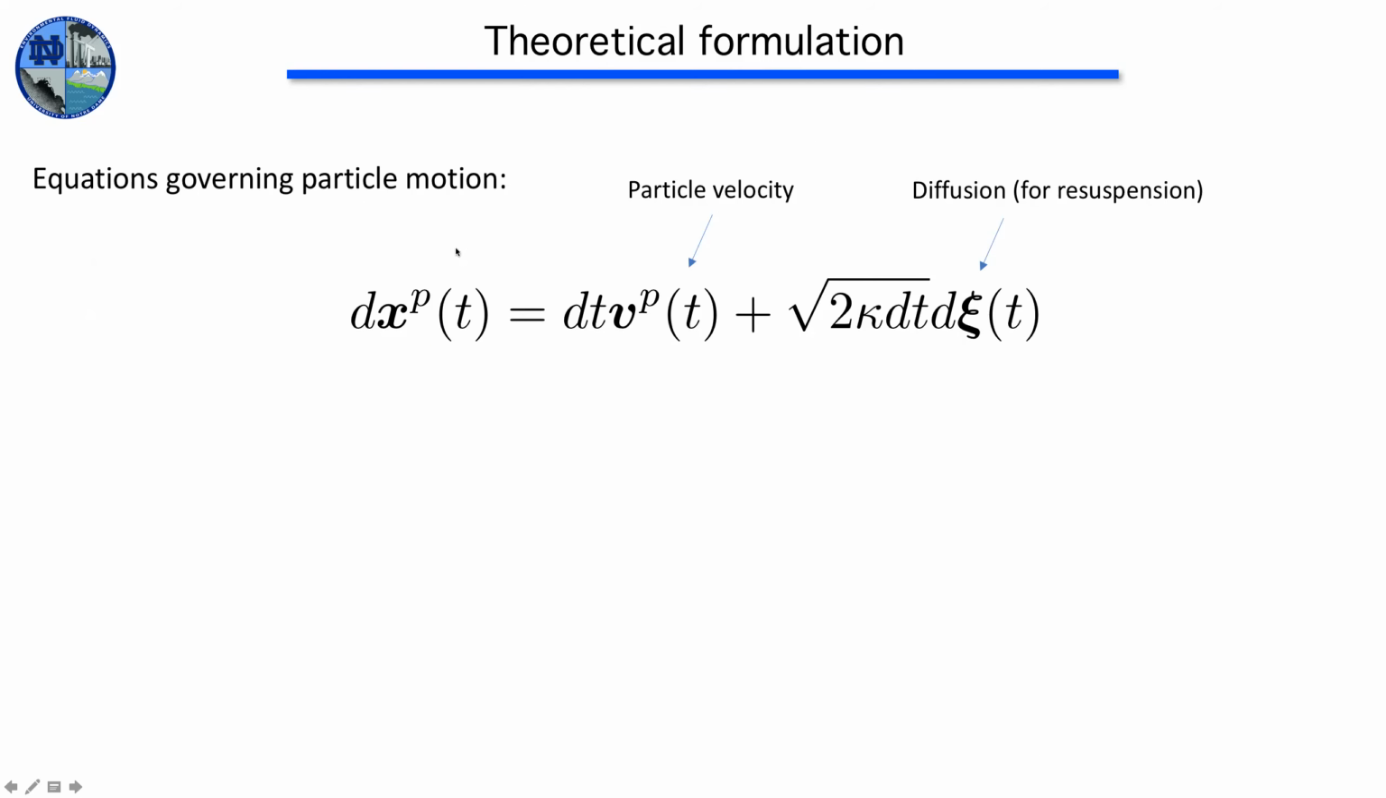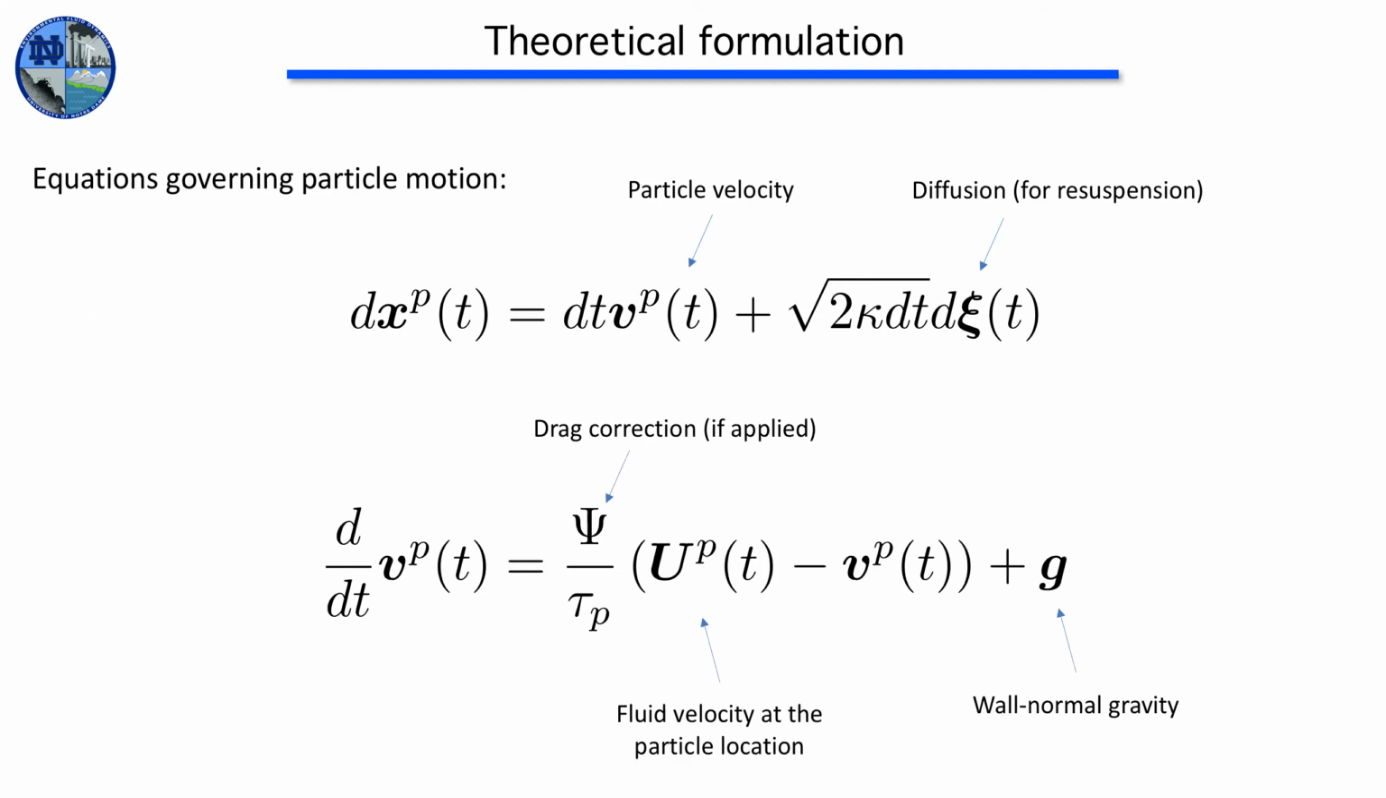So if we just look at the equations governing particle motion, they're very straightforward. Again, if you're watching this video, you're probably familiar with them. The change in position is due to the particle velocity. And then, for the case of zero flux, we have this diffusion, which is completely artificial and is used just to make sure that particles are resuspended from the bottom. It's negligible anywhere except close to the bottom wall.